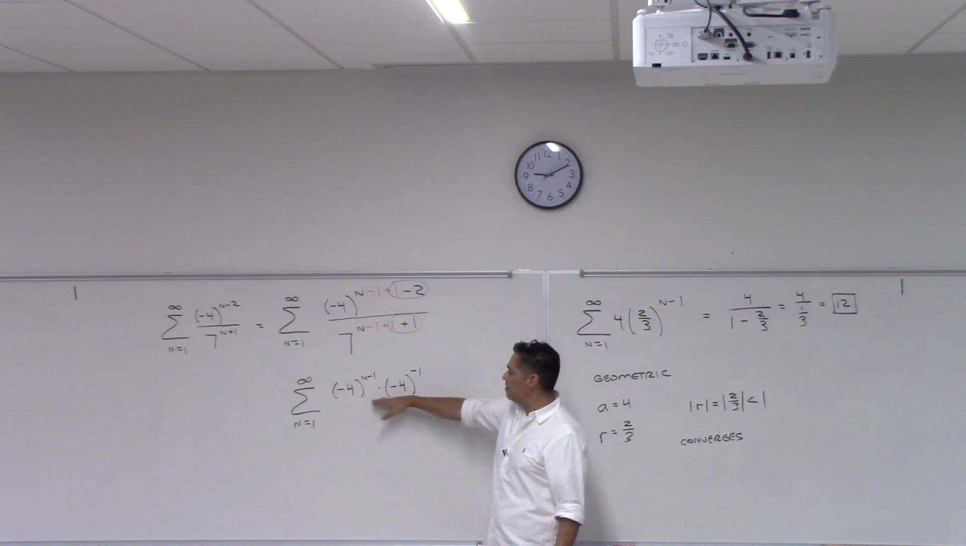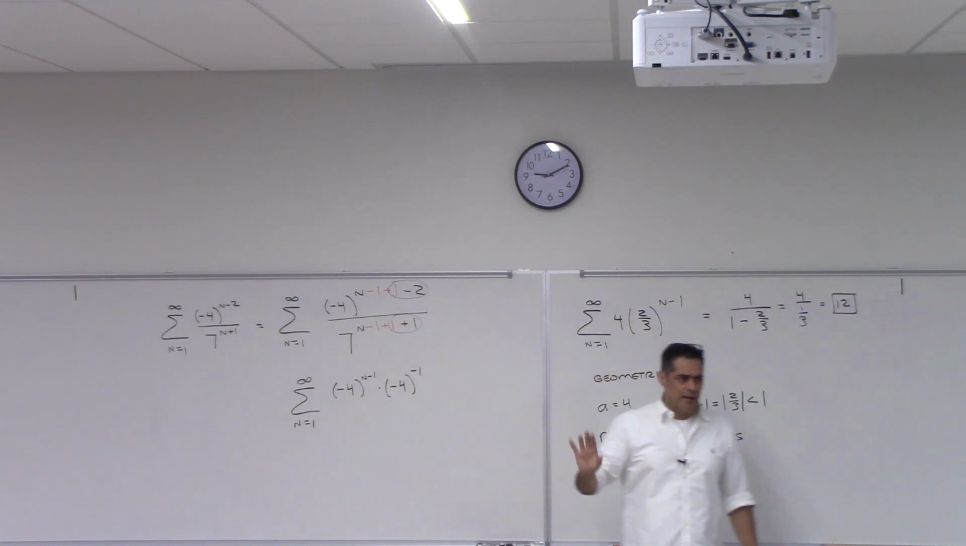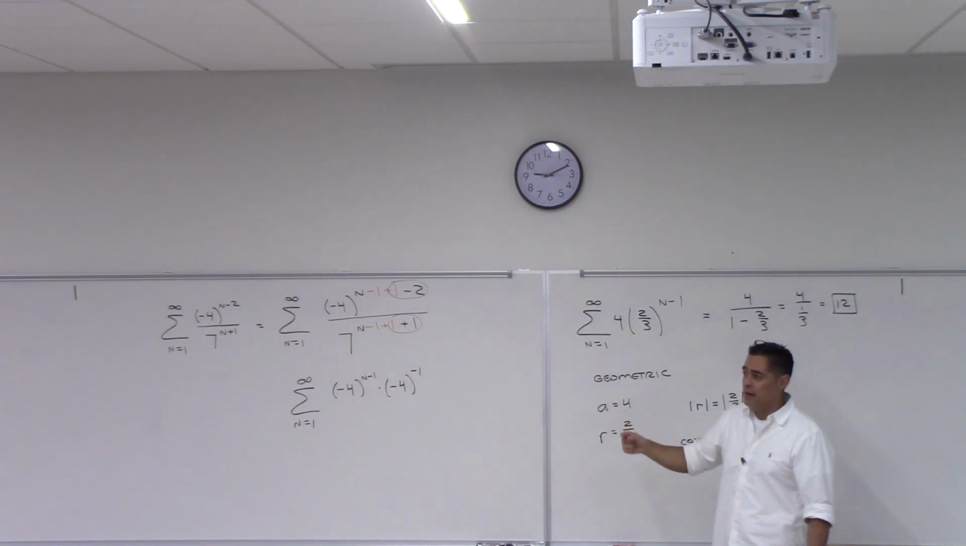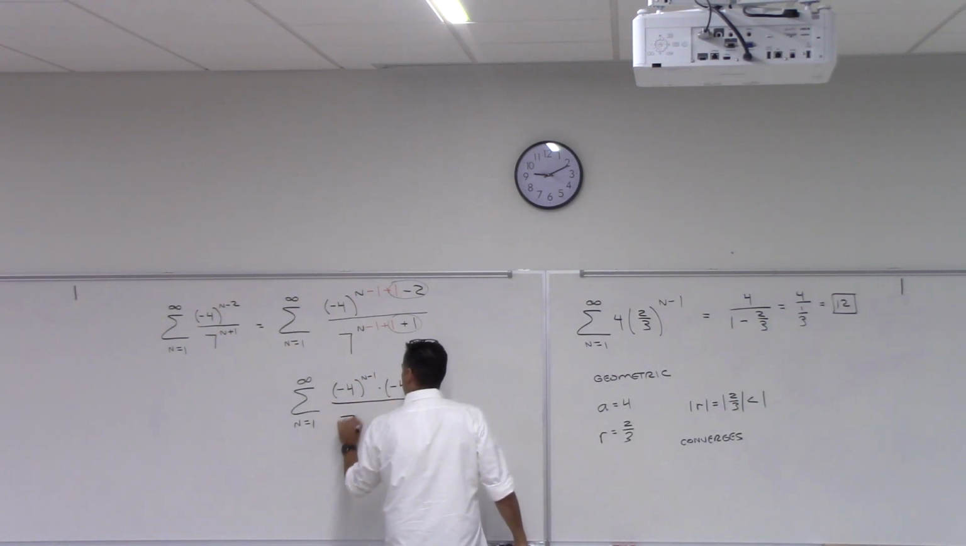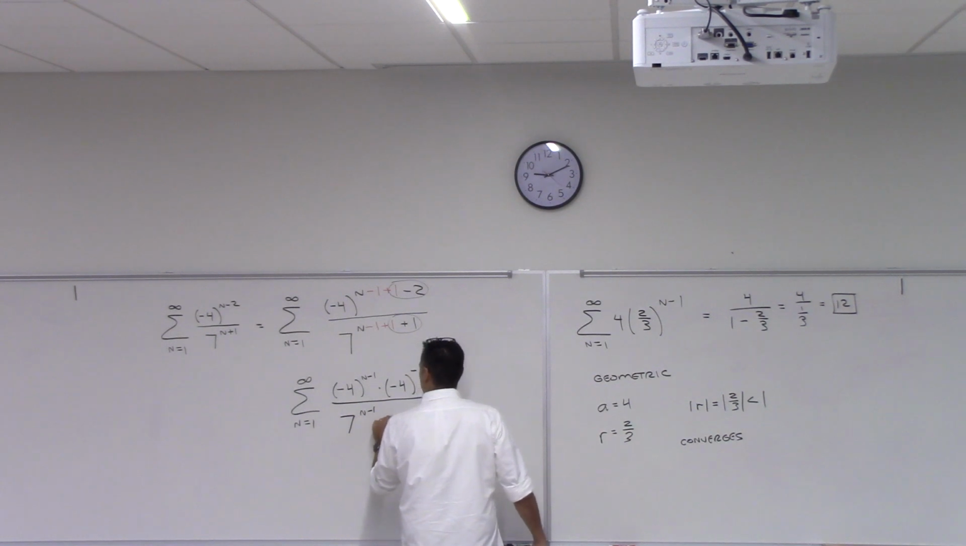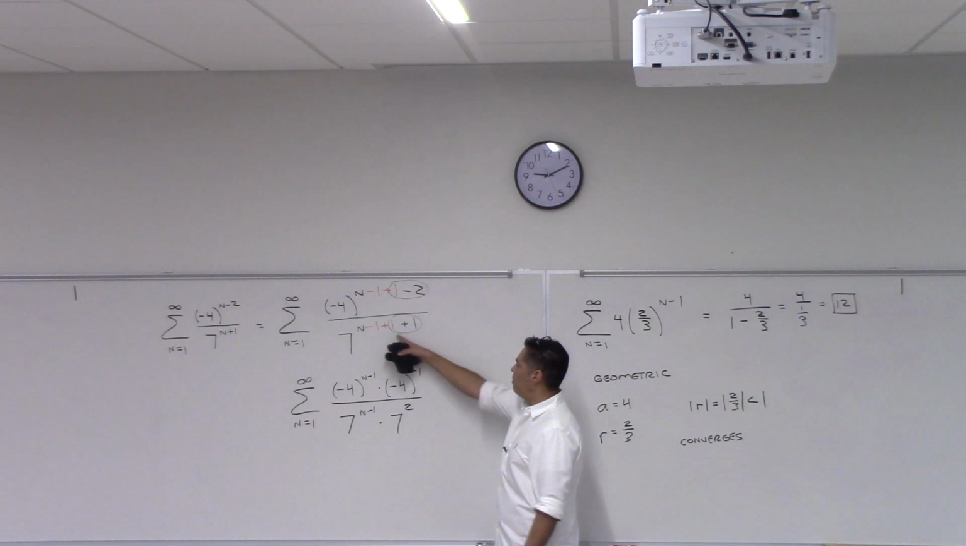Now, if you can get to this step in your head without having to write all this, great, you can do that. I'm just trying to show you what I'm doing, all right? Over 7 to the n-1 times 7 what? Squared. Because I do 1 plus 1 is 2.